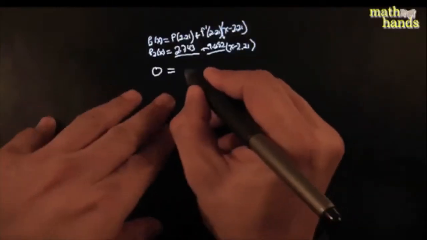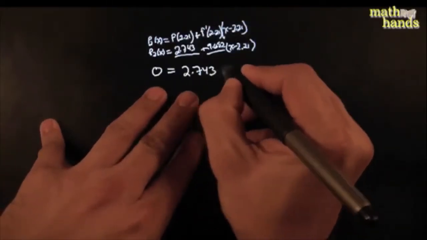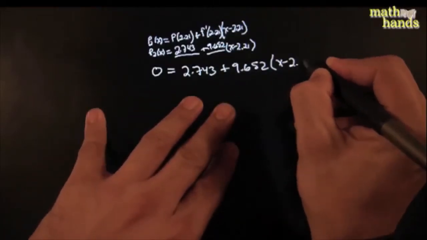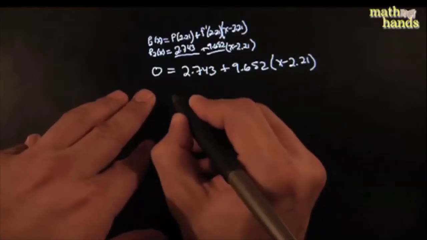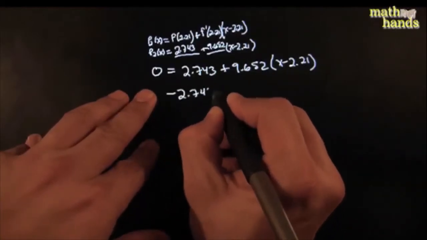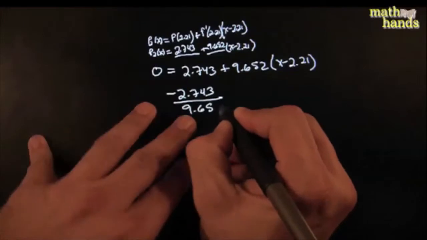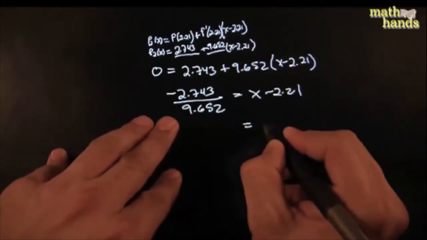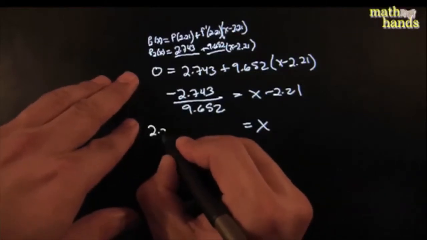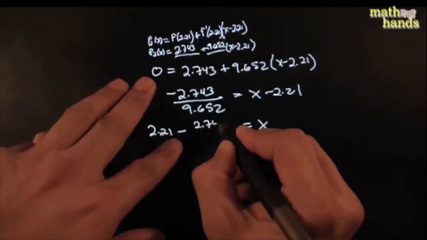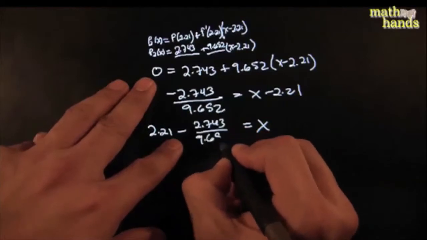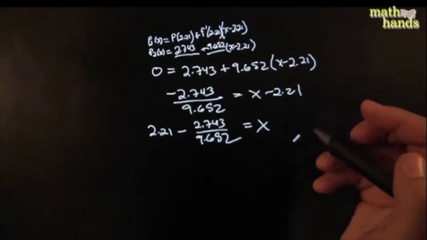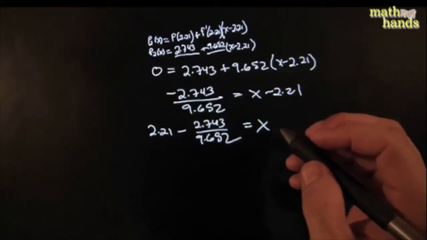So 0 is equal to 2.743 plus 9.652 times x minus 2.21. So move this over, so I get negative 2.743 all over 9.652 is equal to x minus 2.21. So you get that x is equal to 2.21 minus 2.743 all over 9.652. Was that too fast? Well, rewind it then. I'm just kidding.